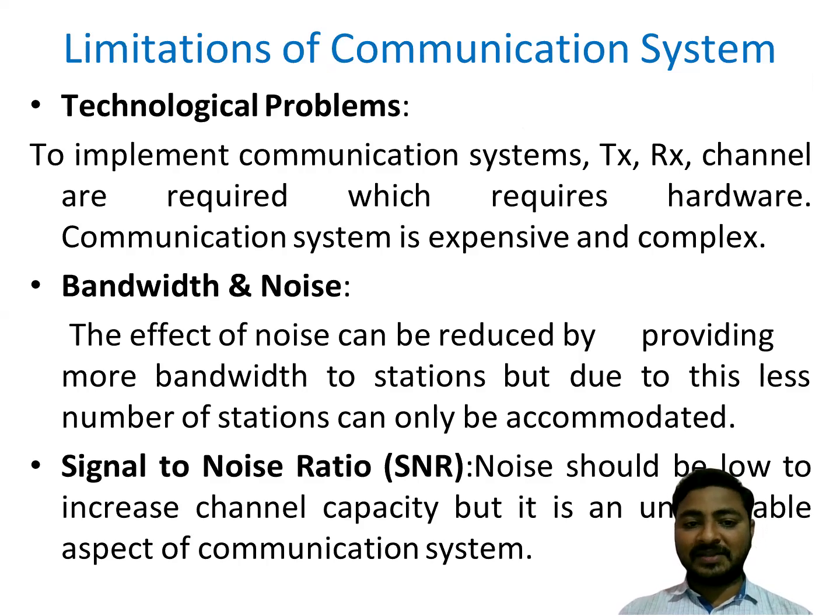Next is bandwidth and noise. The effect of noise can be reduced by providing more bandwidth, but due to this, fewer stations can be accommodated. Next is the signal to noise ratio. Noise should be low to increase the channel capacity, but it is unavoidable in the communication system.